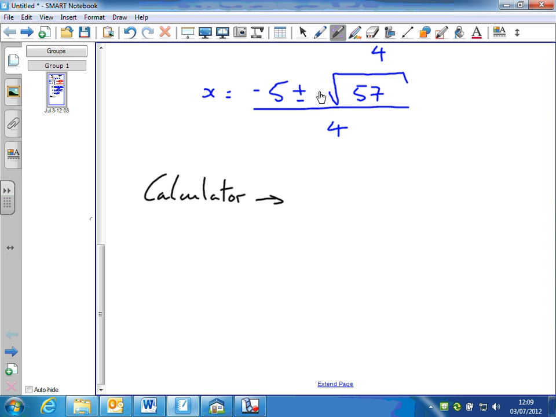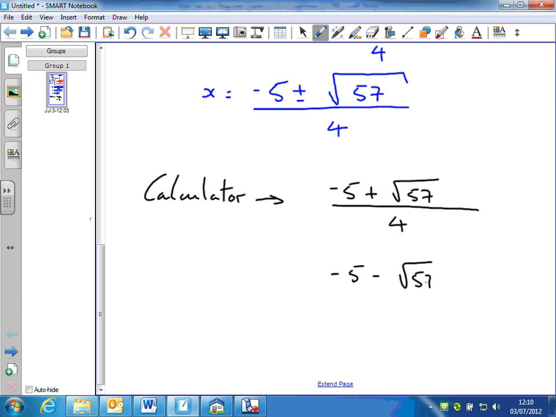And the reason why it's plus minus is because when we square root a number, the answer can be positive or negative, remember. So in the calculator, I press the fraction button, and then I put minus 5 plus the square root of 57 on top, and underneath 4, and then equals. Then, because it's in the calculator, I can key back and just change the plus to a minus. So I have minus 5 minus the square root of 57 all over 4. That just saves a little bit of calculator work. And if you put those two things into the calculator, you should get the answer in the textbook.